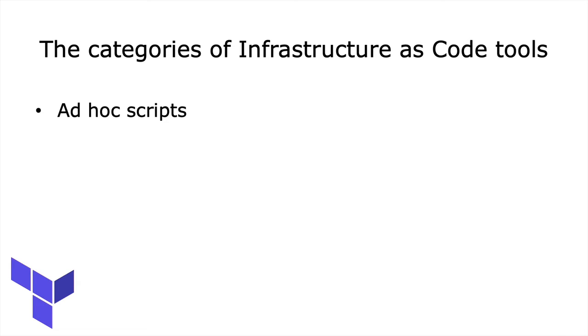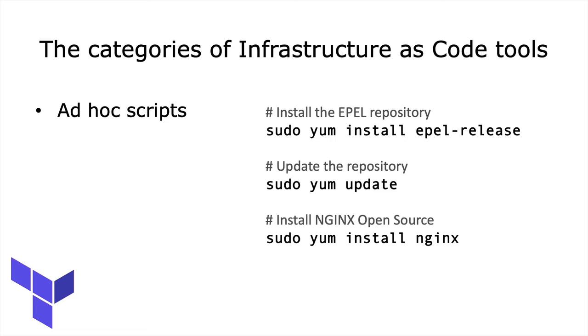The first category is ad hoc scripts. Using ad hoc scripts is a straightforward approach. You choose a scripting language like Bash or Python and write some code to automate whatever you were doing manually. Then you execute that script on your server. Here's a super simple Bash script for installing Nginx on a Linux server. The script installs the EPEL repository, then the script updates the repository, and finally the script installs Nginx.